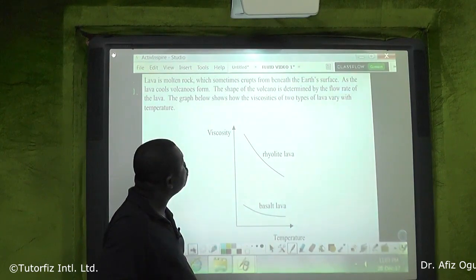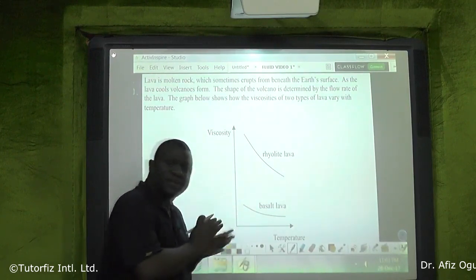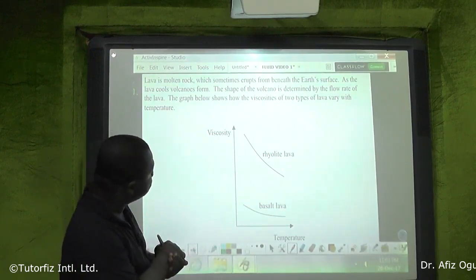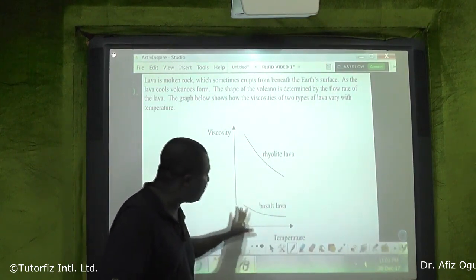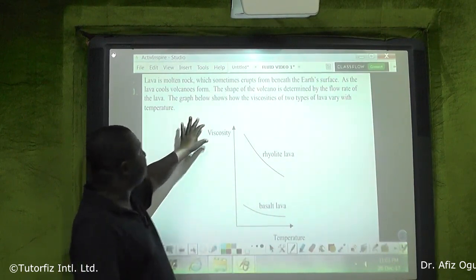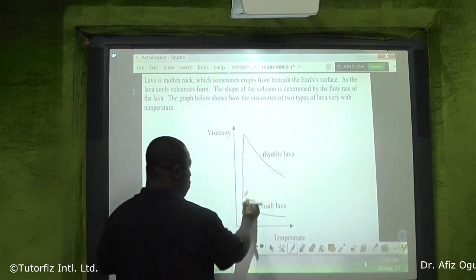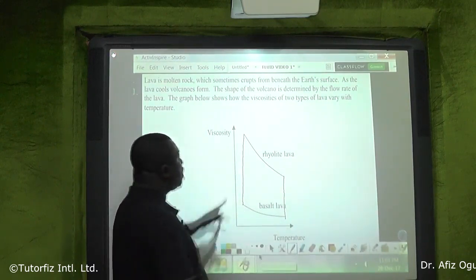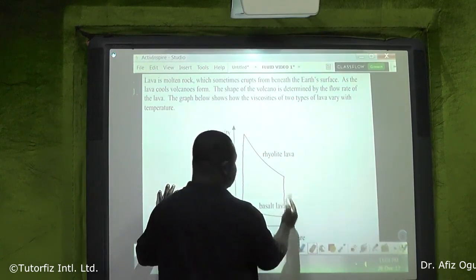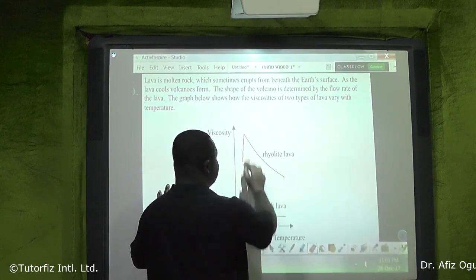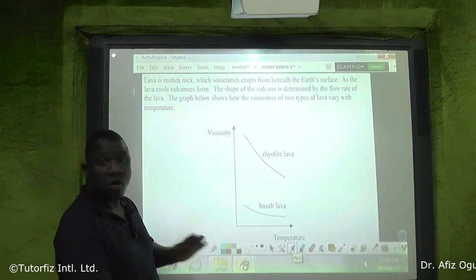The graph below shows two viscosities of two types of lava. First, study the graph before you even look at any question. Of course, you can see two different types of lava and two different graphs. Viscosity here and viscosity here compared at all temperatures. At the same temperature, the viscosity of the rhyolite, you can see, is higher than the viscosity of the basalt lava, at all temperatures.